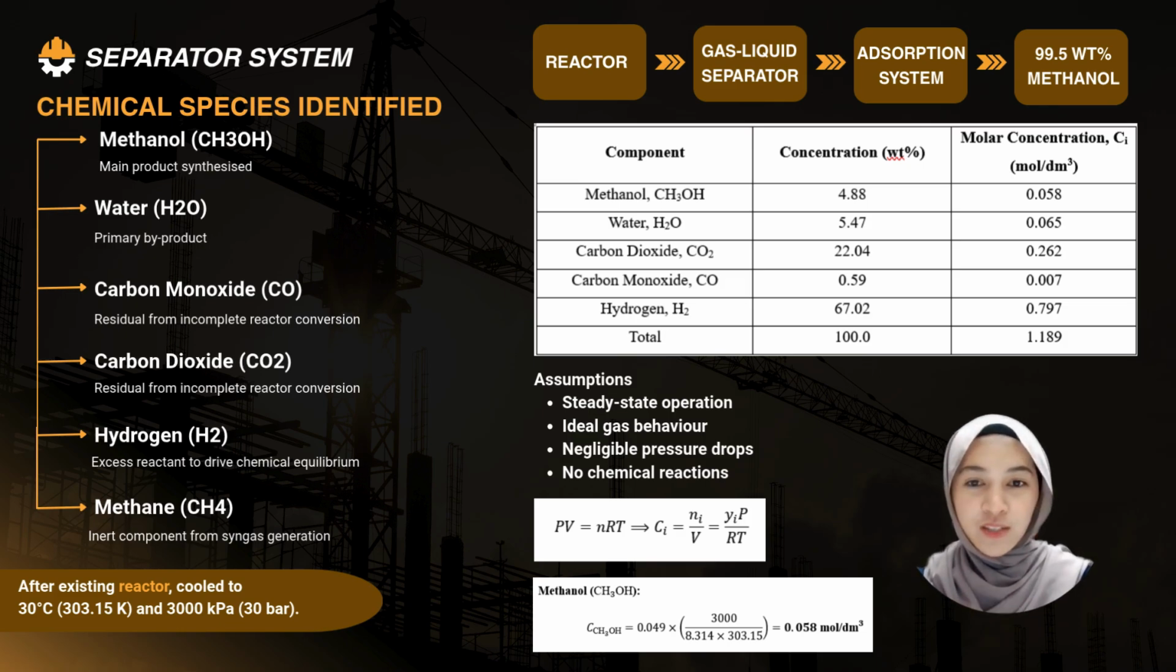For the concentration calculations, several assumptions were made. We assume steady state operation, ideal gas behavior, negligible pressure drop across the cooler, and no further chemical reactions after the reactor. The stream is first cooled to 30 degrees Celsius at 3000 kilopascals, providing suitable conditions for evaluating the composition before purification. Using the ideal gas equation, the concentration of each species was calculated based on its mole fraction. These concentration values serve as the design basis.